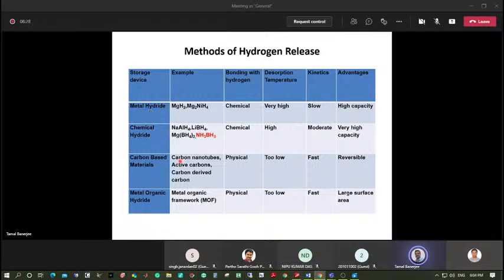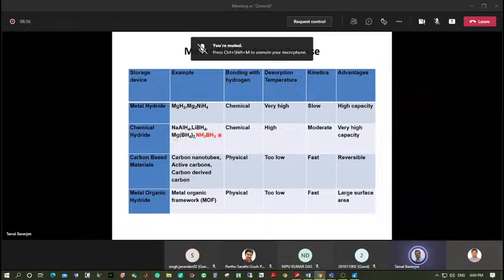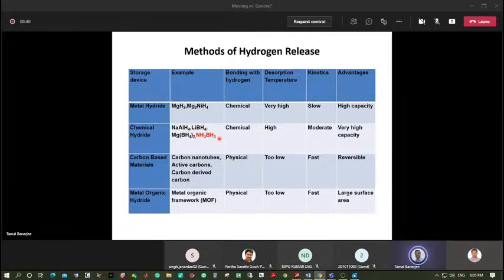Then you have chemical hydrides, which is the current focus. We have sodium, lithium, then magnesium. Chemical hydrides here means something related to ammonia borane. This is what we are going to talk about. Ammonia borane or amine borane both mean the same. It's also chemical, but the desorption temperature is high, not very high. Kinetics are moderate. It also has a very high capacity.